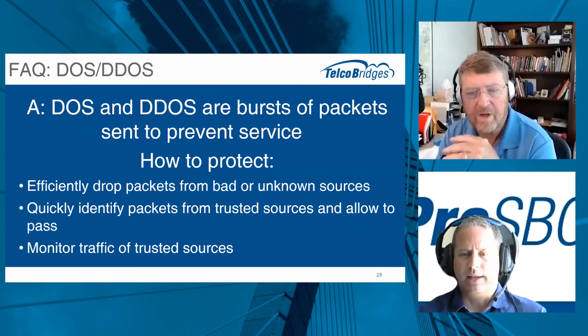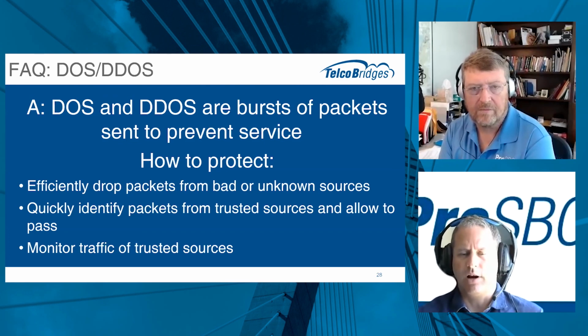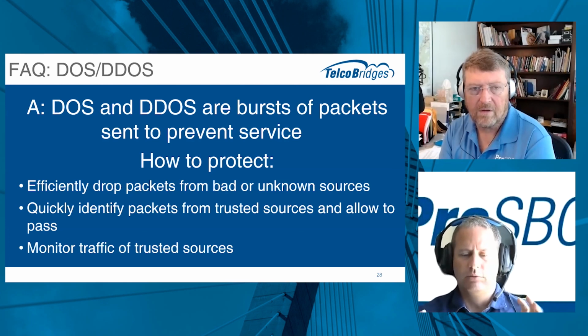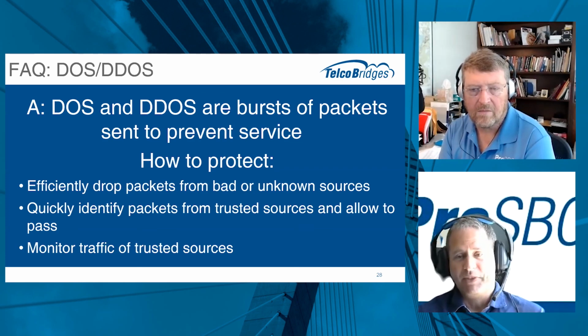Correct. There are, I would say, three main things for DoS and DDoS. The first thing is to efficiently drop packets from bad or unknown sources. Once a source has been identified as not good, we need to drop the packets immediately, so that it doesn't use any CPU or processing from the system. And then the other thing is to also quickly identify the packets which are good and let them pass.